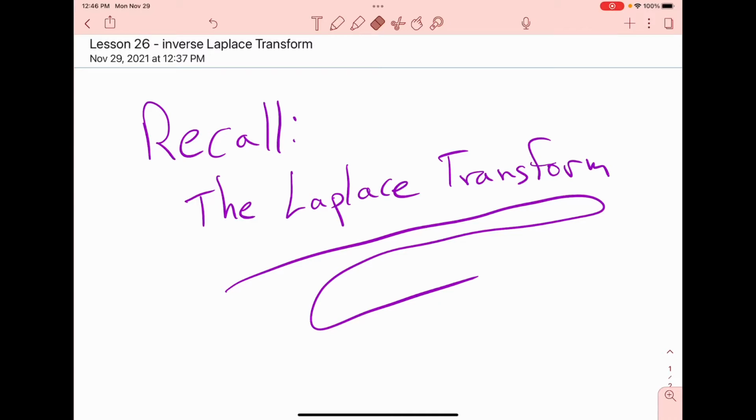Hi everybody, welcome back. This is lesson 26, the inverse Laplace transform. And we're going to start in this video by just doing a little review of the material we covered last time, which is taking the Laplace transform. And then we're going to go to the inverse Laplace transform, which is like working backwards.